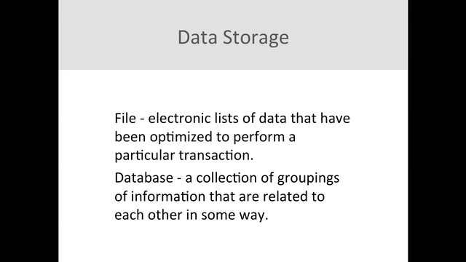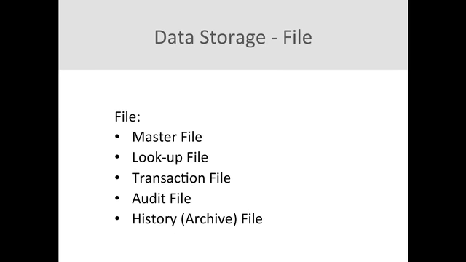Data storage, there are 2 main types of data storage: file and database. File is an electronic list of data that have been optimized to perform a particular transaction. Database is a collection or grouping of information that are related to each other in some way. File formats, these typically are master files, lookup files, transaction files, audit files, history or archival files. These can be Excel files, Word files, PDF, zip, email archives, or just plain text files.